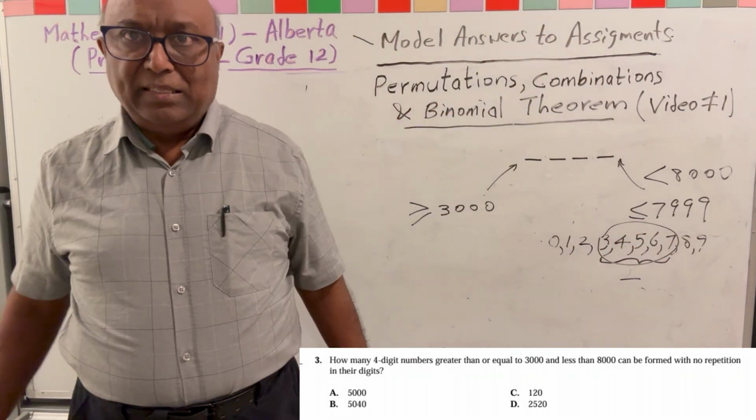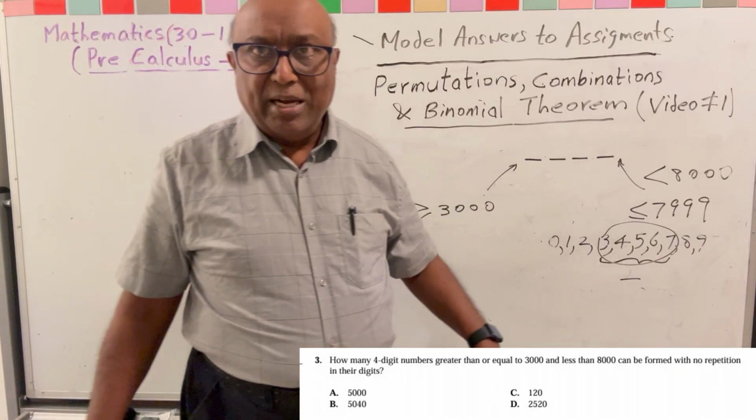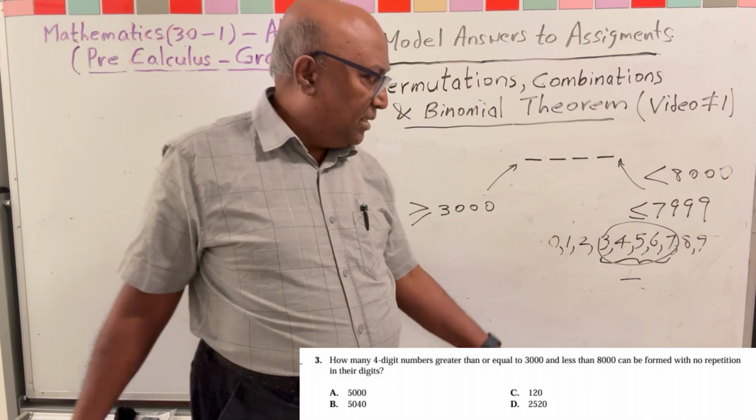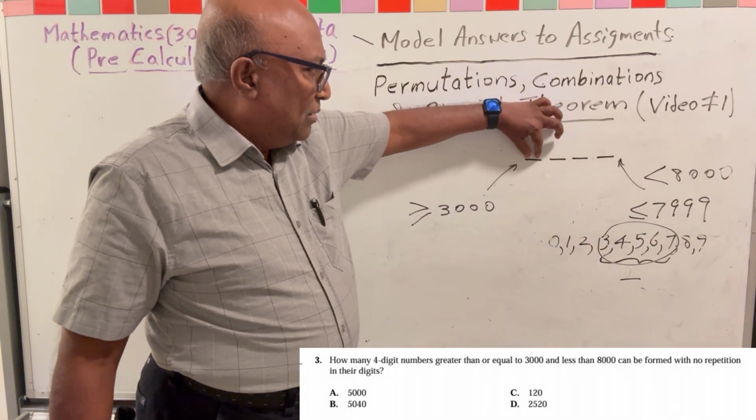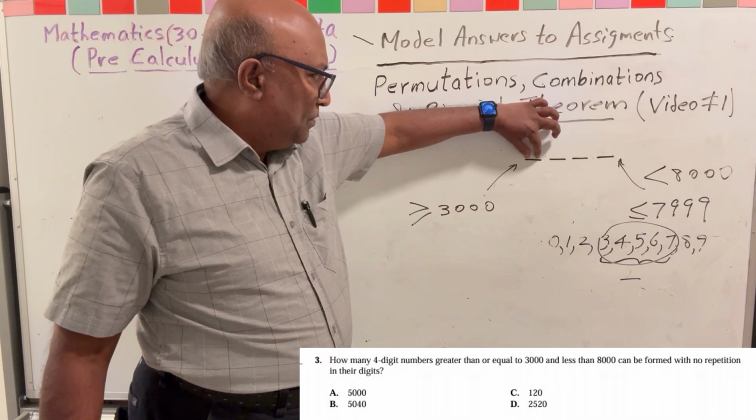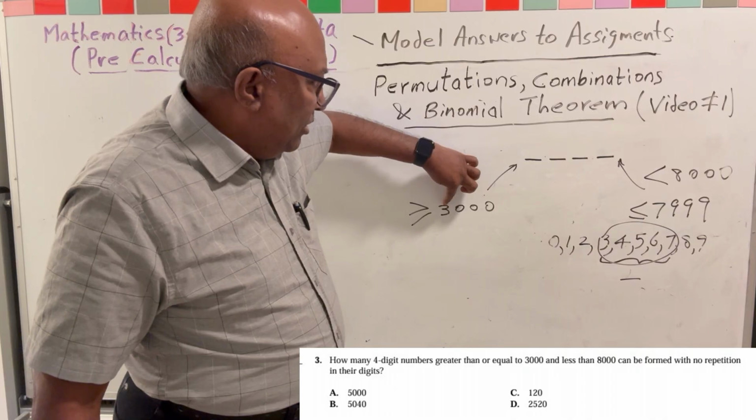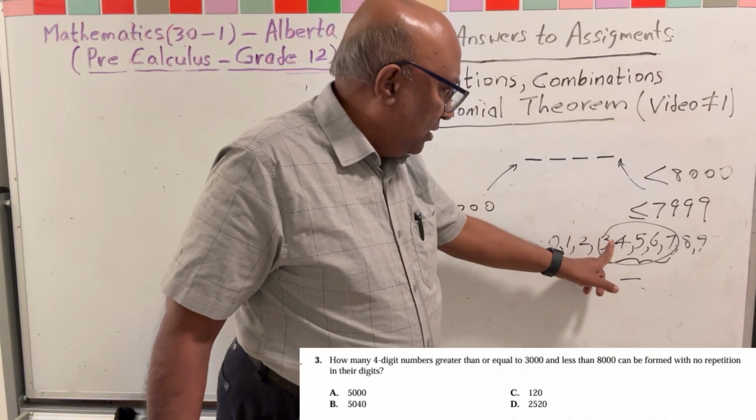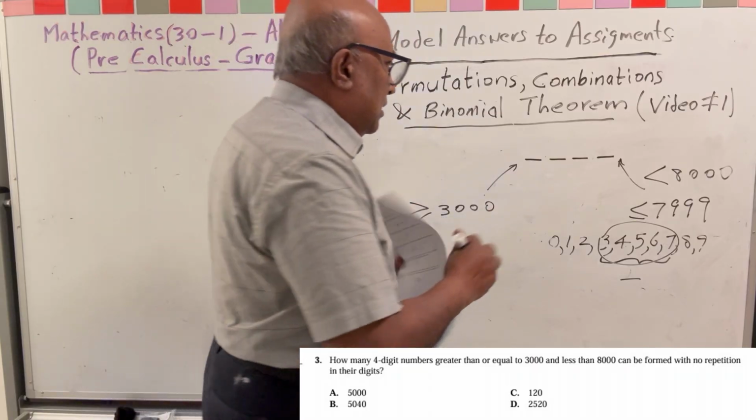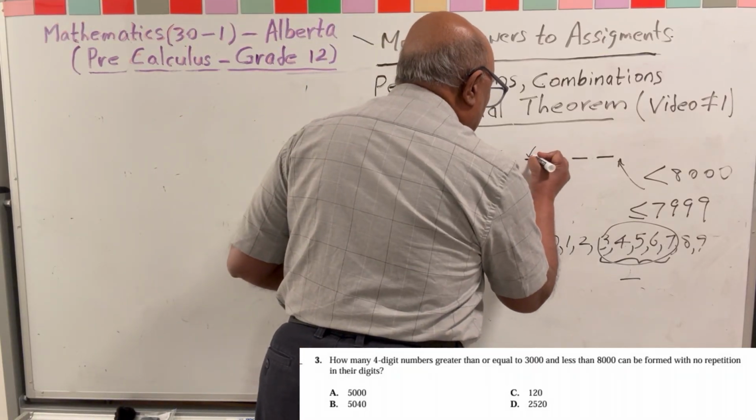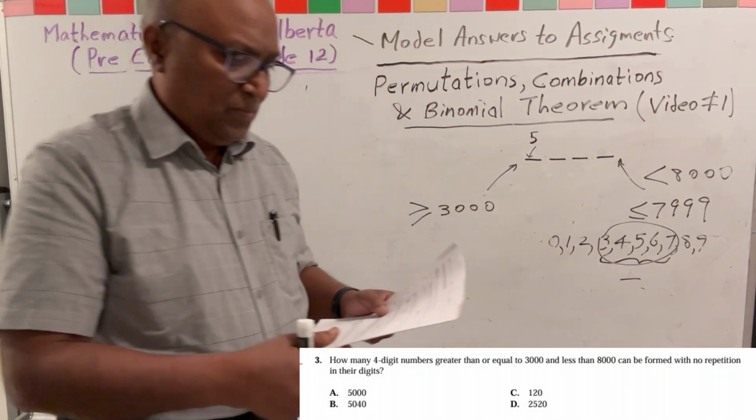Be careful. Let's spend some more time and understand this concept, then when you get similar questions, you can do them easily. Based on this restriction, the first number should be between 3 and 7 inclusive. These are 5 numbers. That means you can fill this space in 5 different ways.